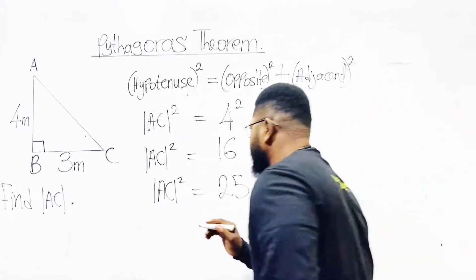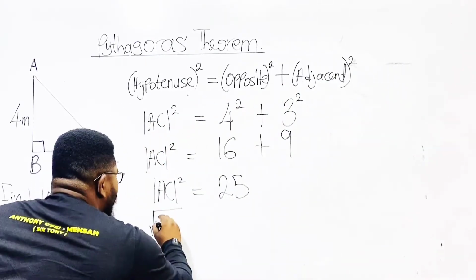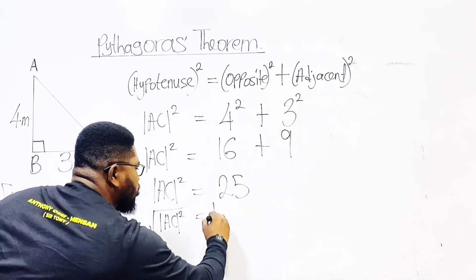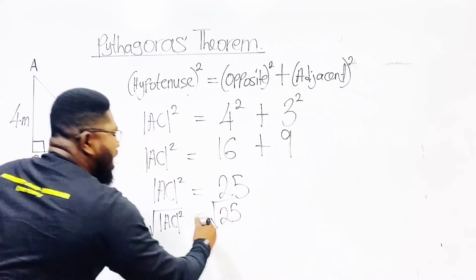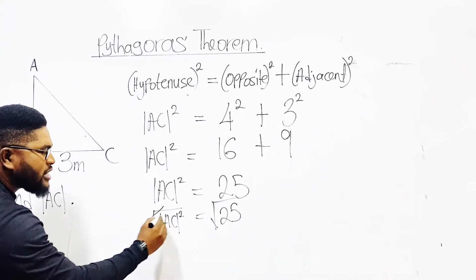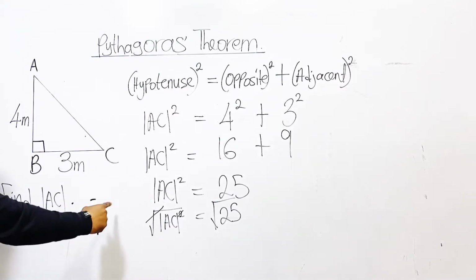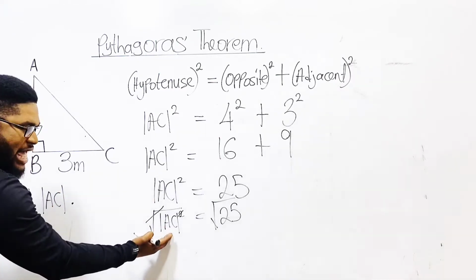This is what I mean. Square root of AC squared is equal to the square root of 25. Why are we doing this? So that the square root can cancel the square. That is how mathematics is. It will allow the two to cancel, remaining with the AC.